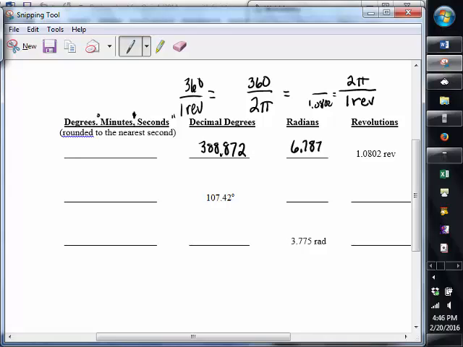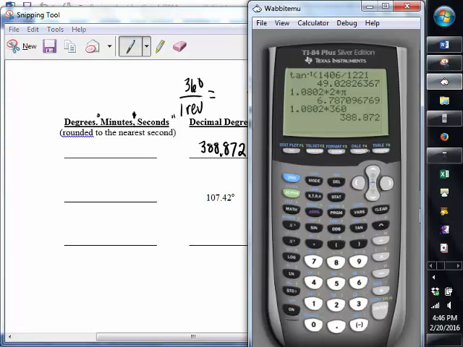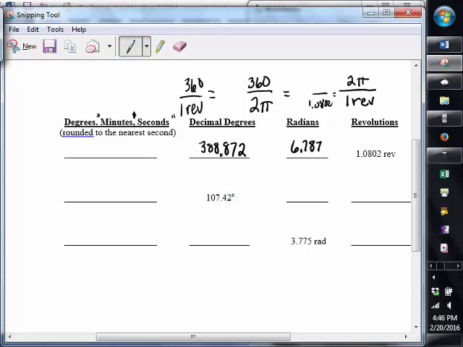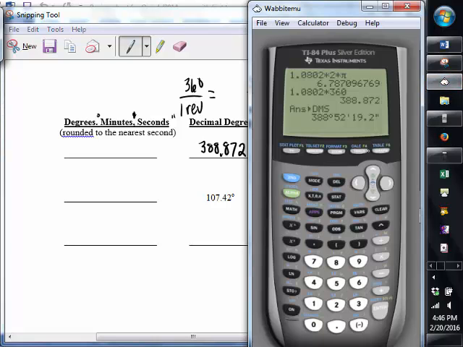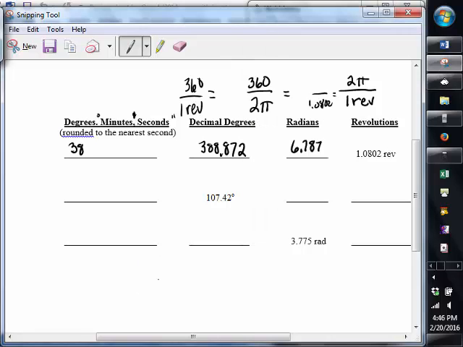Now, to convert that into degrees, minutes, seconds, on our calculator, we have the second function angle button, and if we press number 4, it will convert that to degrees, minutes, seconds to the nearest second, it says. So we would write that as 388 degrees, 52 minutes, 19 seconds.